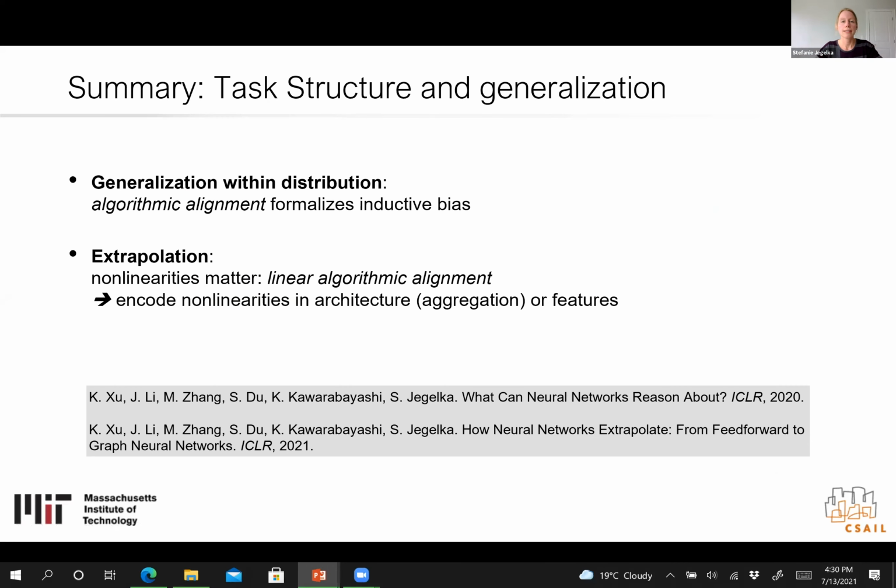So I'd like to end here and summarize. What we saw is an analysis of generalization and extrapolation of graph neural networks with a focus on learning algorithmic tasks, where we saw that the architecture's interplay with the task is very important, but also, when we look at extrapolation, in addition, the form of the nonlinearities and where they occur. So thank you very much.